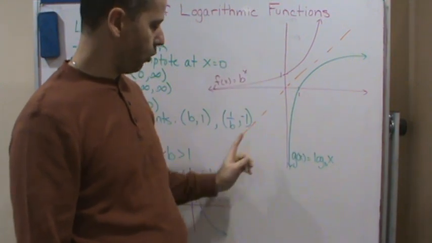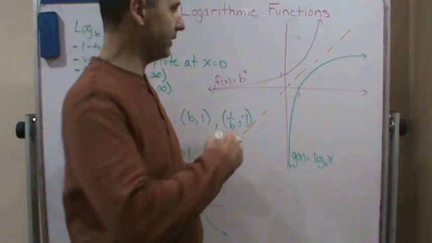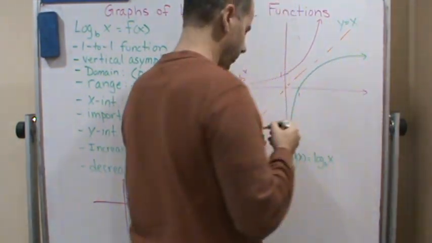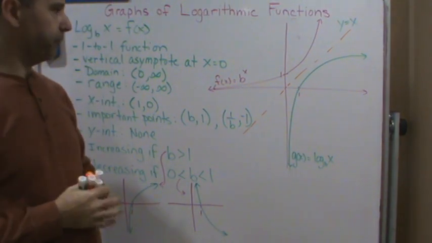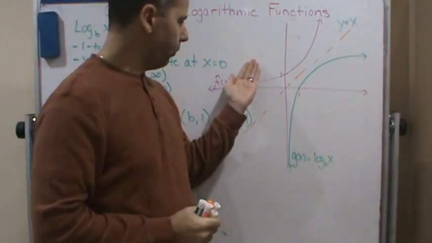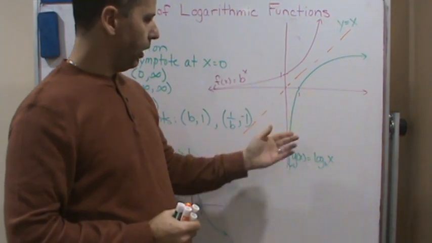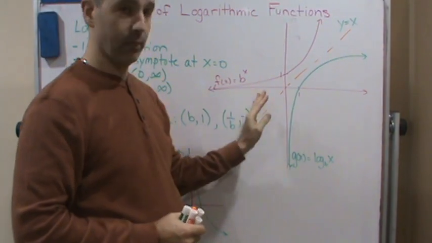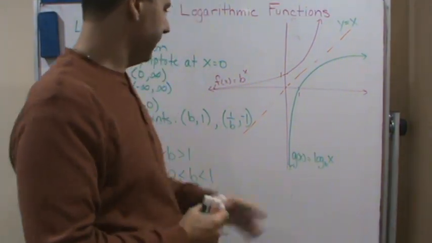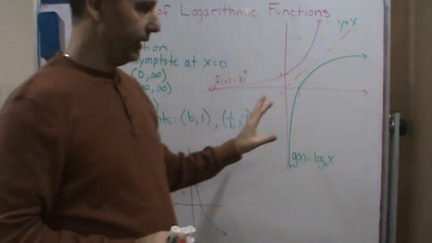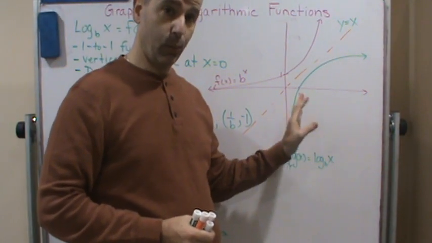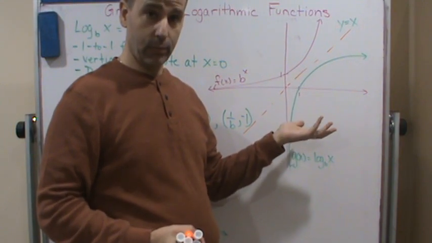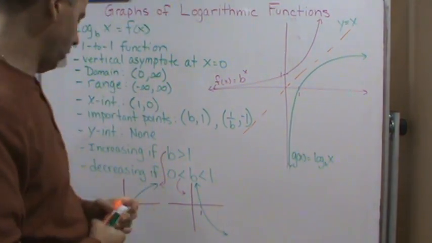When you reflect across y equals x, so that's this line here, the identity function, what you're doing is you're flipping the x's and the y's. Okay? And so that is something you can do to help you graph logarithmic functions: look at the equivalent form, the exponential form, the inverse.